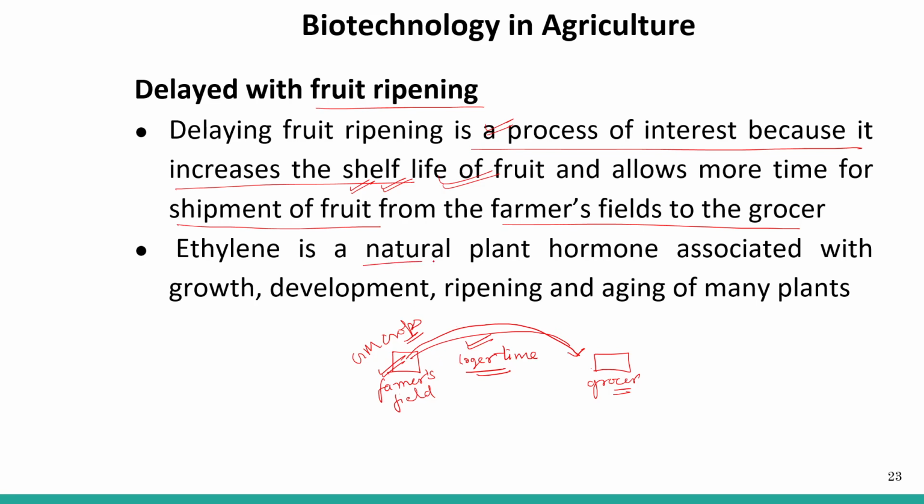Ethylene is a natural plant hormone. Now, what is the particular science behind this GM crop? Ethylene is a plant hormone or phytohormone associated with the growth, development, ripening and aging of many plants. So this ethylene causes ripening and aging in the plants. Okay, this we all know.